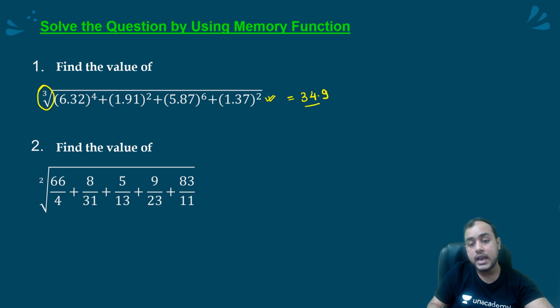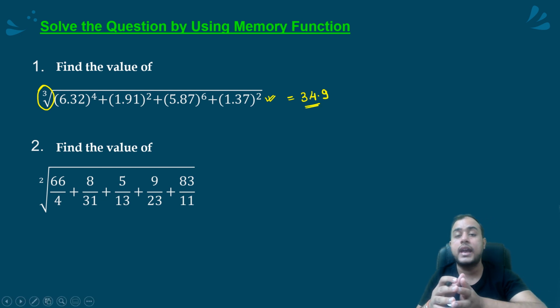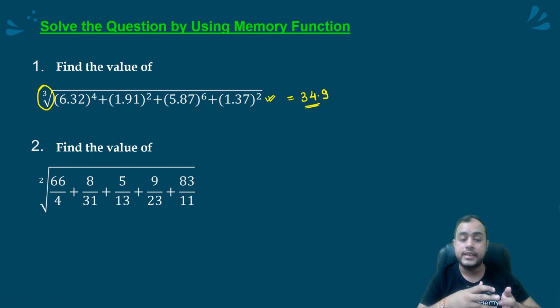So guys, this can be really helpful when you want to calculate the RMS value of a Fourier series, because in that case you have a lot of squares to be added and then you have to take the square root. Similarly, let's try the next one.